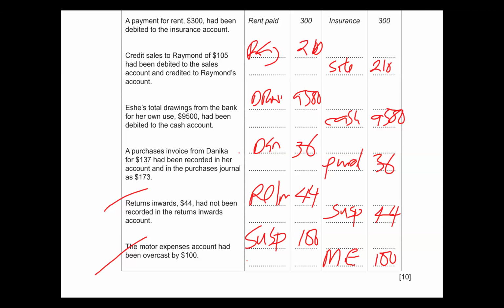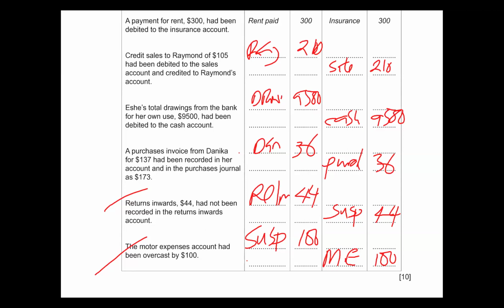Meaning the motor expenses account was just more. We discovered it had been overcast. It received more, but we are not aware which account it received the money from. We don't know. We just know that it had been overcast. So what do you do to correct that?